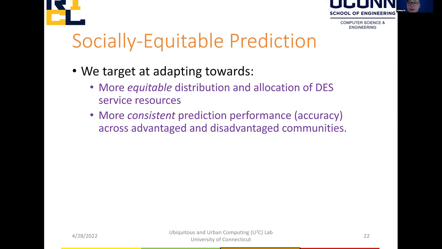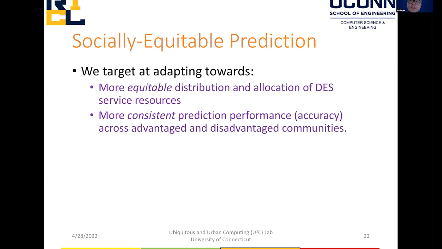After talking about this, we probably don't have enough time, but let me briefly talk about how we realize the socially equitable prediction adaptations. We target adapting at two perspectives. One is to see whether we can achieve better equitable distributions and allocation of the DS service resources, as well as trying to see whether we can achieve more consistent prediction result accuracy across different advantaged and disadvantaged communities. So here we try to balance the service quality to make sure that the errors experienced by different communities will be similar. This is the second goal.